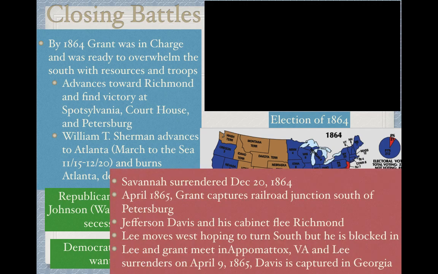Savannah surrenders on December 20th, 1864. In 1865, Grant captures the railroad junction south of Petersburg. Jefferson Davis, who is the president of the Confederacy, and his entire cabinet will flee Richmond. Lee moves west, hoping to turn south, but he's blocked in, and Lee and Grant will meet in Appomattox, Virginia, where Lee will surrender on April 9th, 1865. Jefferson Davis will ultimately be captured in Georgia.